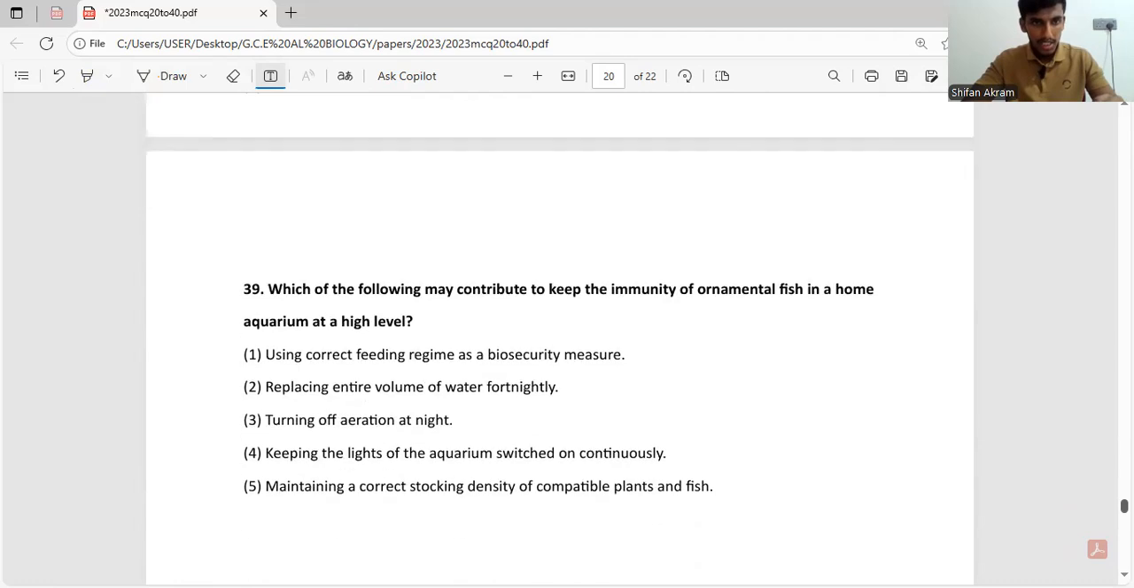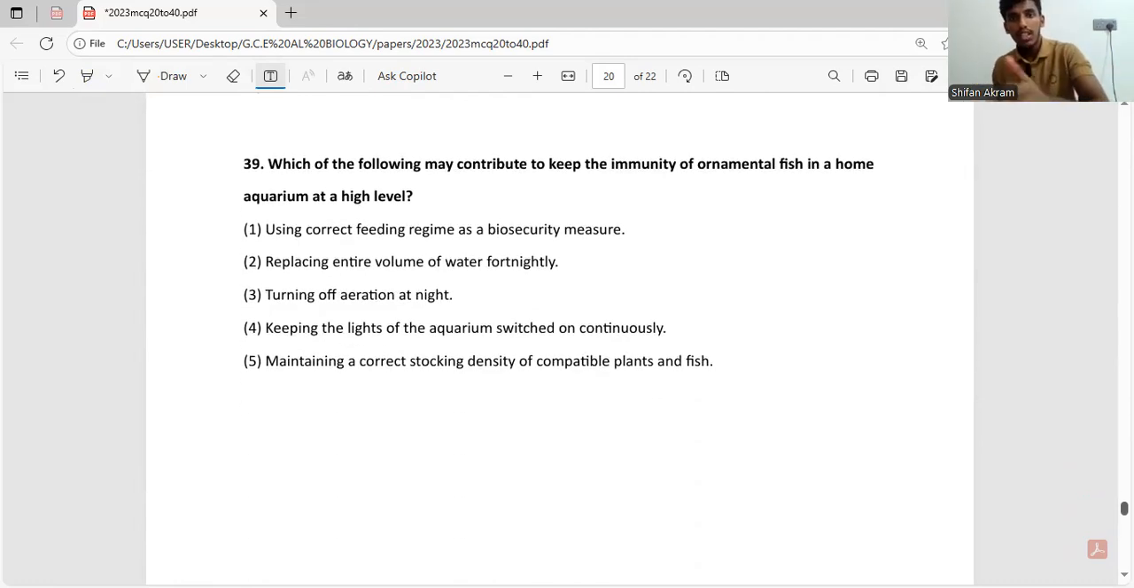Now let's go through question 39. Which of the following may contribute to keep the immunity of ornamental fish in a home aquarium at a high level? Now, what are ornamental fishes? Ornamental fishes are the fishes that are used in aquariums, right?